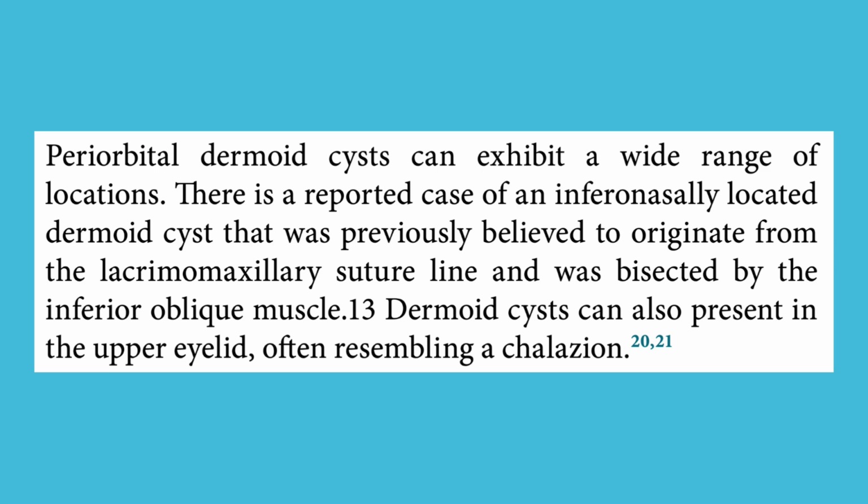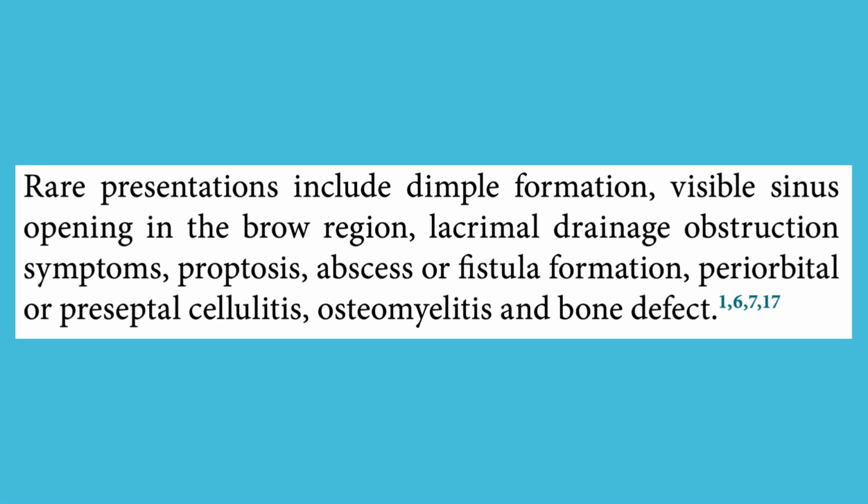There is a reported case of an infranasally located dermoid cyst that was previously believed to originate from the lacrimomaxillary suture line, and was bisected by the inferior oblique muscle. Dermoid cysts can also present in the upper eyelid, often resembling a chalazion. Rare presentations include dimple formation, visible sinus opening in the brow region, lacrimal drainage obstruction symptoms, proptosis, abscess or fistula formation, periorbital or preseptal cellulitis, osteomyelitis, and bone defect.